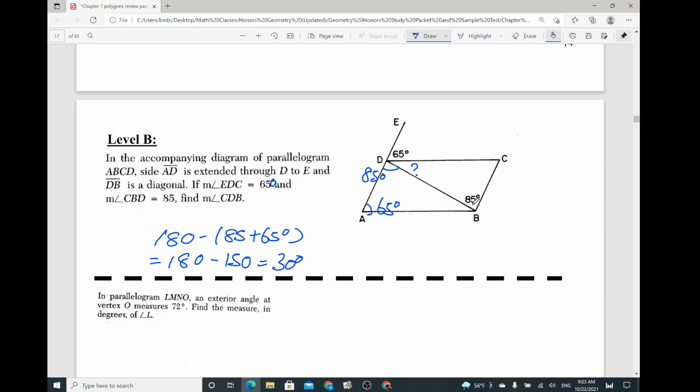Again, if you try to treat this as an angle bisector, the assumption would be incorrect. Using prior knowledge, alternate interior angles, with DB as a transversal, we get that 85 degrees. Then this one is either supplementary or a linear pair, subtracted from 180. So that would be the measure of angle CDB.